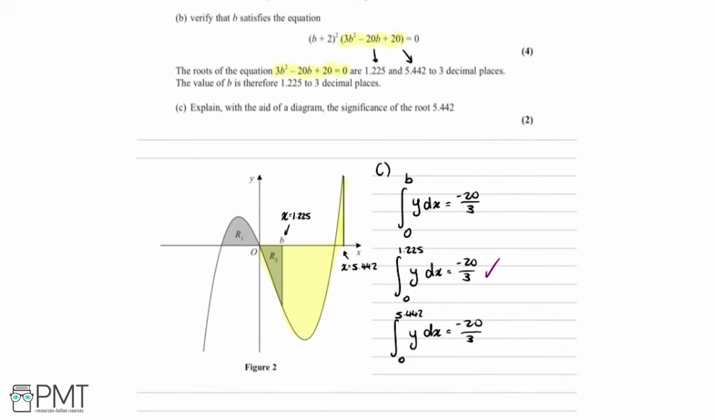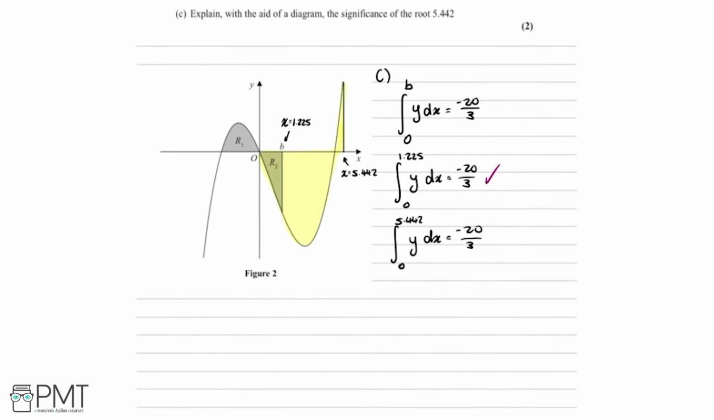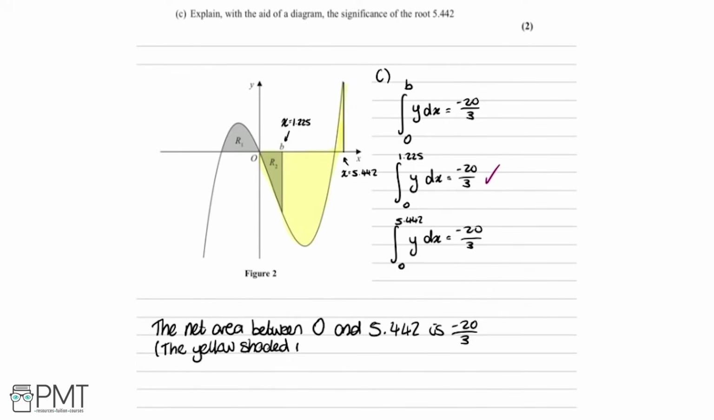the net area is also minus 20 over 3. So to get the marks, we need to sort of write this succinctly. The net area between 0 and 5.442 is minus 20 over 3. So brilliant. So now this statement also makes sense to us. Now I'm quickly looking to see where we get the 2 marks from.